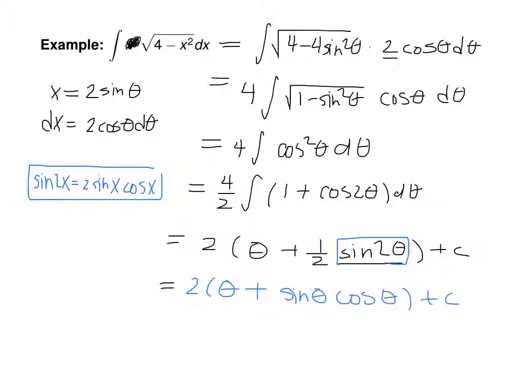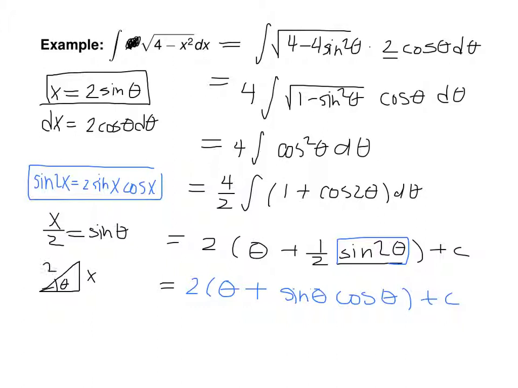And now, first of all, let's just solve for theta. So x over 2 is equal to sine of theta. Let's use a right triangle. If this is my angle theta, sine is opposite over hypotenuse, making this side the root of 4 minus x squared by the Pythagorean theorem. So theta itself will be arcsine of x over 2.